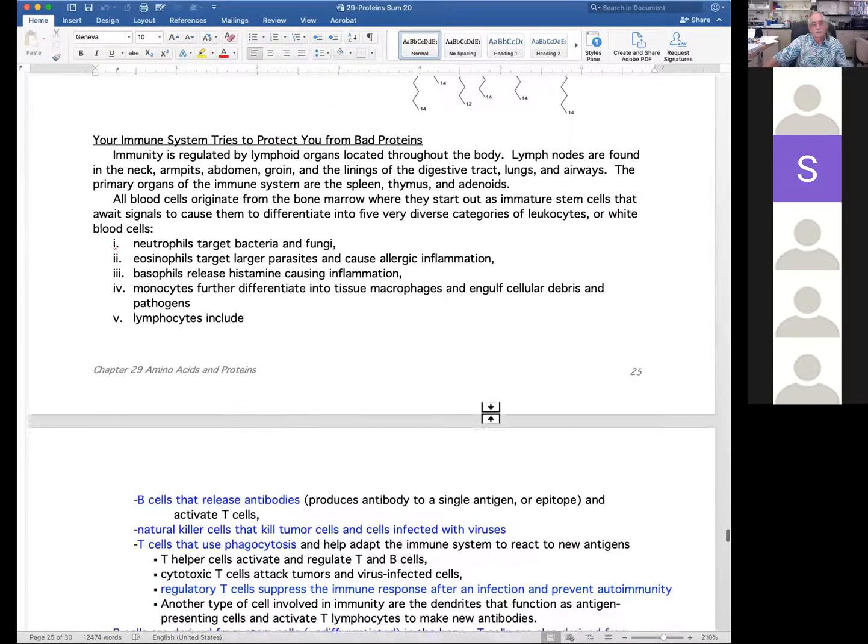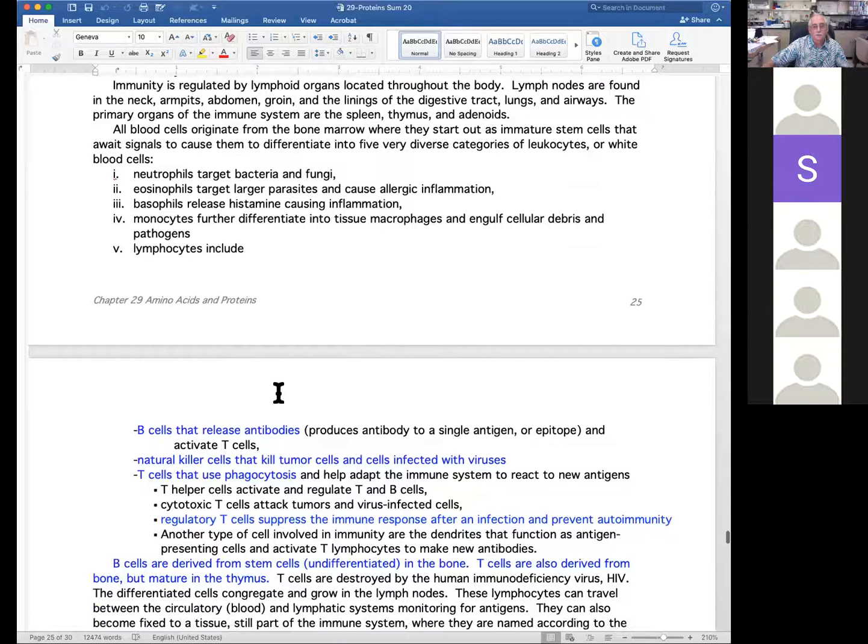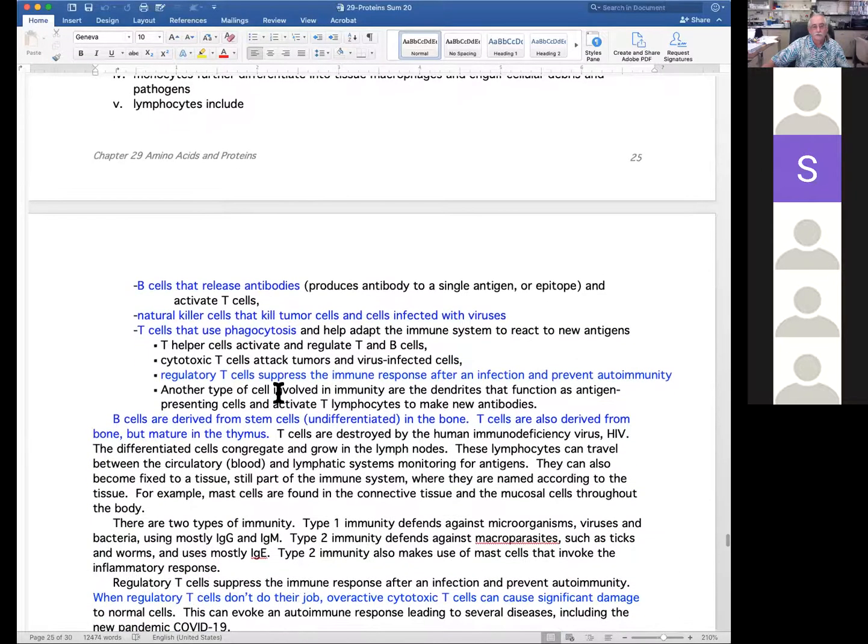So we looked at the immune system, how it tries to protect you from bad proteins. This is not an immunology class, so I'm not going to ask you what B cells do or what T cells do. But you know that they're related to the immune system.